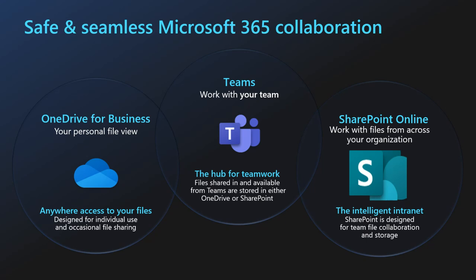OneDrive is the place for your personal files. It's designed for individual use with only occasional file sharing. Here we can find, view, share, edit, and organize our files, scan documents, receipts, and whiteboards, sync files to our PCs and Macs and phones, and work offline. And then we have SharePoint, which is designed for team file collaboration. You can publish to a broad audience, capture and manage content, create sites, news, lists, and apps, all from one location.